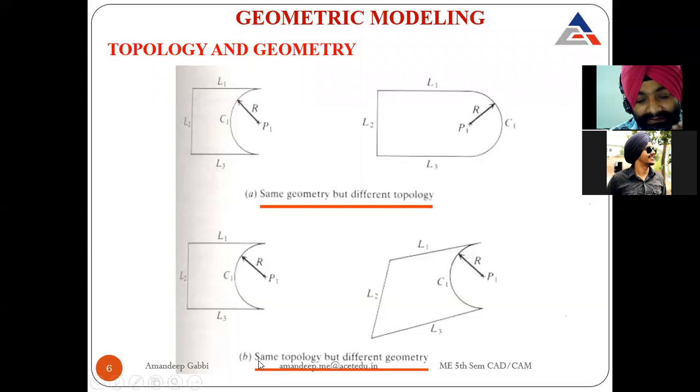In this case, same topology but different geometries. Topology is the same: a rectangular shape, and a circle is inside. The same topology is there, but the geometry is different. In this case, you cannot call it a rectangle. This is a rectangle. This cannot be called a rectangle. I hope it is clear what the difference is between topology and geometry. They are very much similar in terms of general definition, but diagrammatically you can see that there is a lot of difference between topology and geometry.